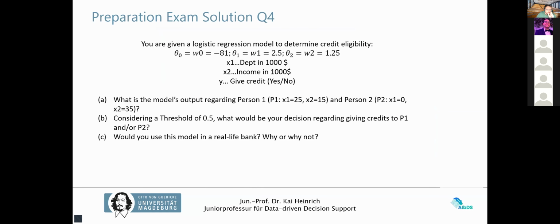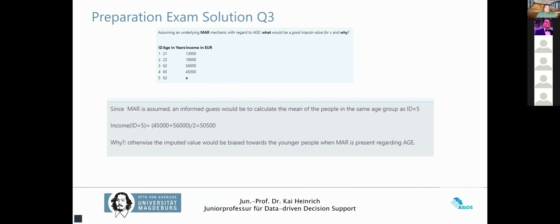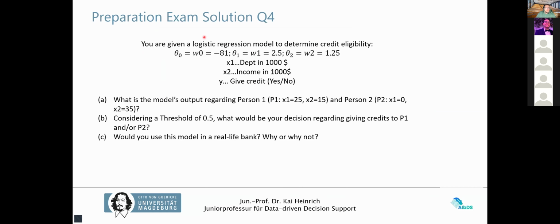Okay, so preparation exam solution Q4. Now it gets a little bit trickier. In this task, there are some things I want to mention. So this is the task, right? It was also in the exam. I just printed it here so you can read it better. Here you are given a logistic regression model to determine credit eligibility, right?